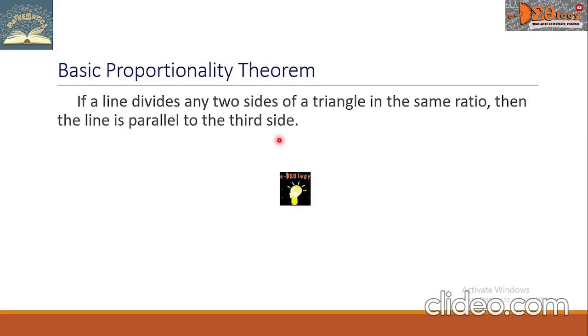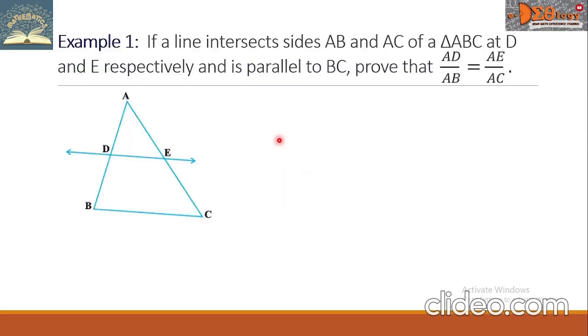Example 1. If a line intersects sides AB and AC of a triangle ABC, as shown here, at the points D and E respectively, and is parallel to BC, prove that AD over AB equals AE over AC.